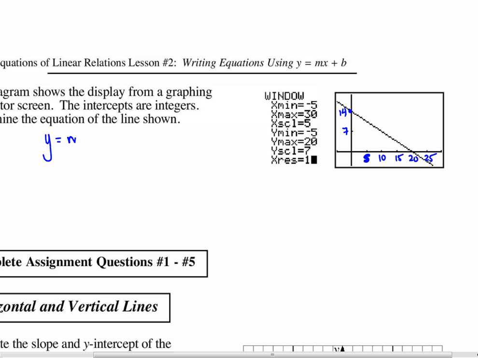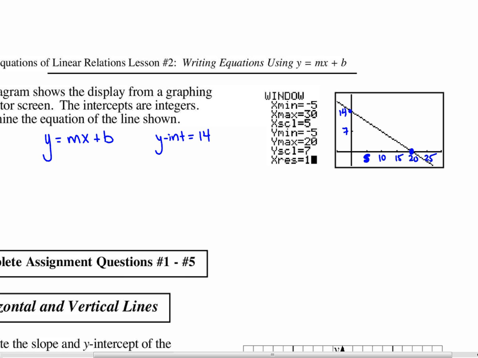So if we're going to make the equation, we need two things: slope and y-intercept. Which one do you know right now? The y-intercept is 14. How could I get the slope? Two nice points. Do we know two nice points? Yes. We know the x-intercept and the y-intercept. Those are two nice points.